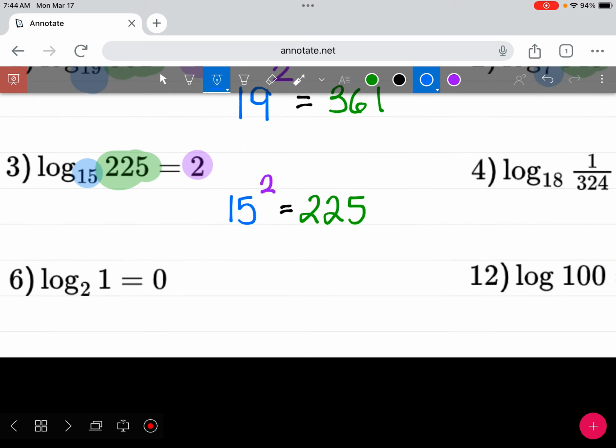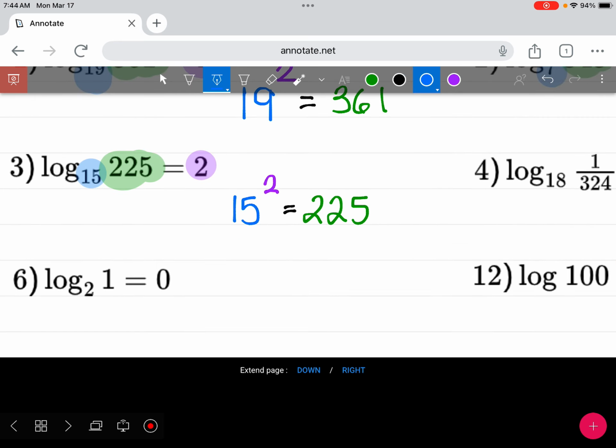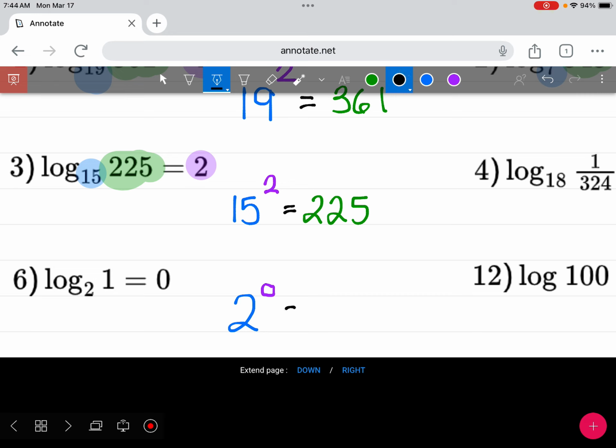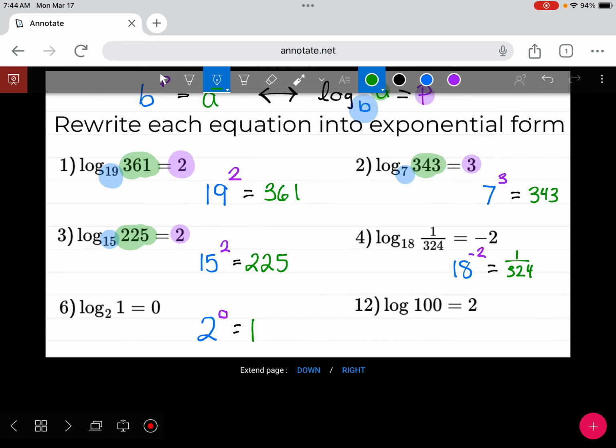How about for number 6? What do we get? How do we put that in its exponential form? 2 to the power of 0 equals 1. Which again is a true thing. 2 to the power of 0 is 1. Anything raised to a power of 0 is 1.